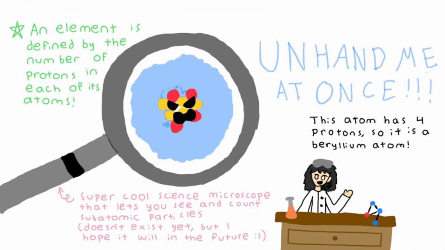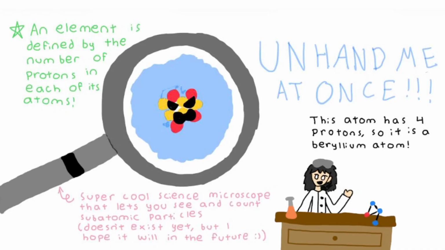All elements are defined by the number of protons in each of their atoms. For example, all hydrogen atoms have 1 proton, all helium atoms have 2 protons, and lithium atoms have 3, and so on. This means that by definition, all atoms of the same element must have the same number of protons.